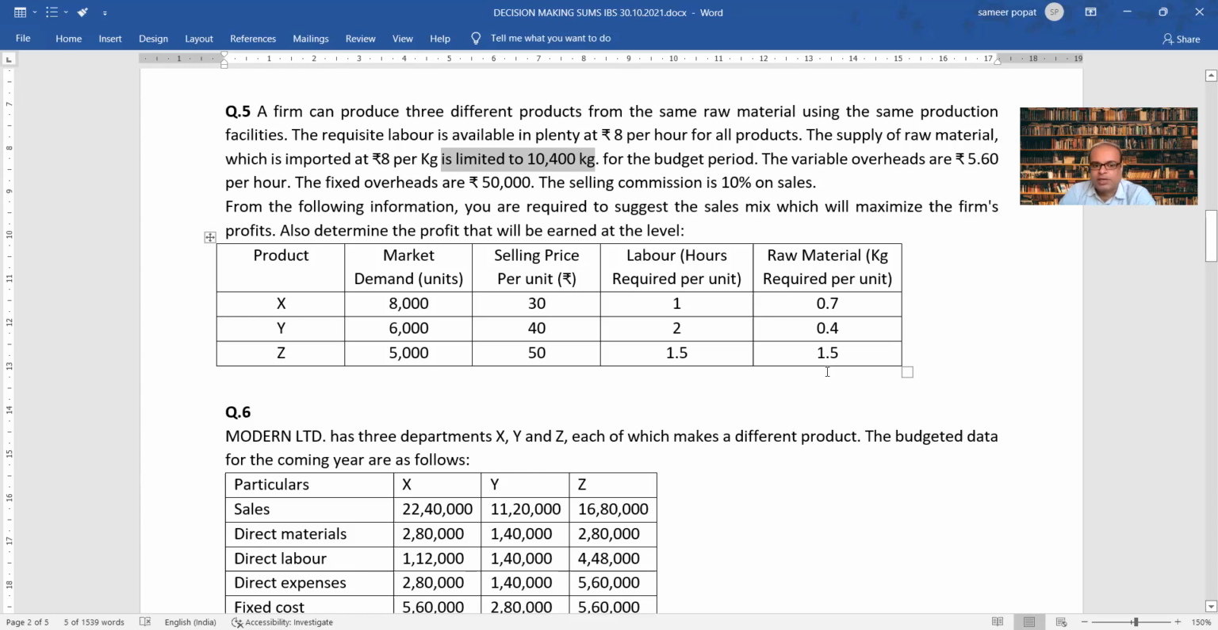So we are going to calculate contribution per kg of raw material, and based on that, we are going to give the ranking. There is only a single key factor, that is raw material, and we need to follow all 3 steps. Step 1, 2, 3. The last step would be to find profitability, because that is specifically required here: determine the profit that can be earned at that level. So let us start.